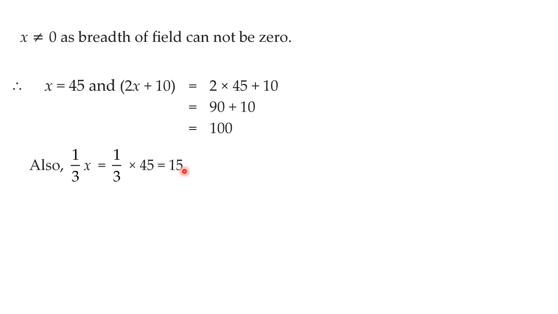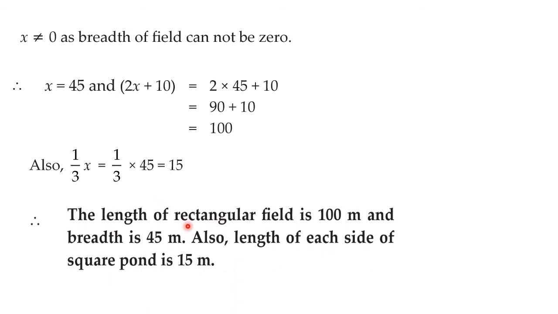So we got all the three unknowns. Length of the rectangular form is 100 meters. Breadth is 45 meters. And the side of the square pond is 15 meters. That is your final answer. Write down it as a statement that therefore length of rectangular field is 100 meters and breadth is 45 meters. Also, length of each side of square pond is 15 meters. Okay. So in this way you are going to write down the answer.